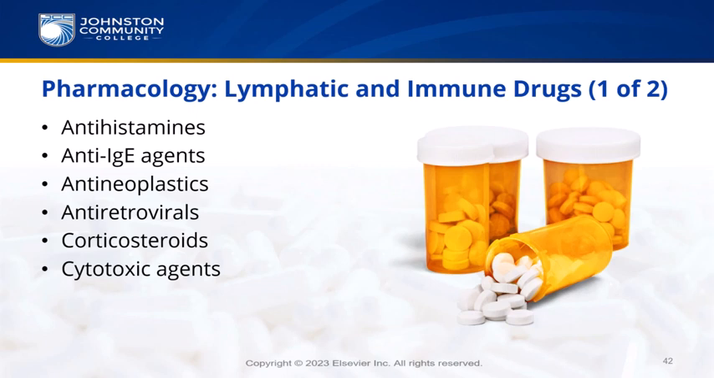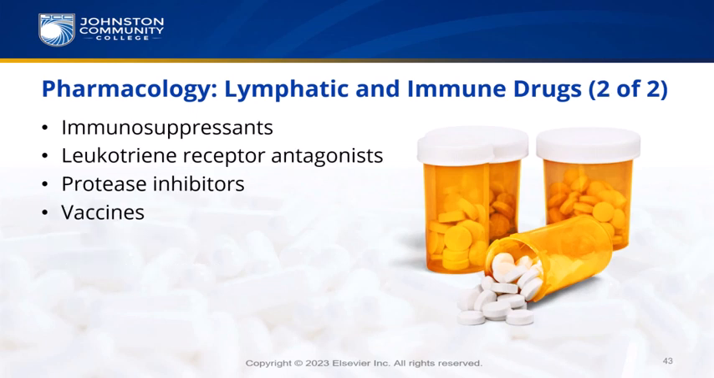Antiretrovirals are drugs that manage the replication of HIV and its progression into AIDS. Examples include Retrovir and Sustiva. Corticosteroids, also known as steroids, are drugs that suppress the immune system and reduce inflammation. Examples include cortisone and Deltasone. Cytotoxic agents are drugs used as immunosuppressants or anti-neoplastics in order to damage or destroy cells. Immunosuppressants are drugs that reduce the immune response. Examples include Imuran and Cytoxan.